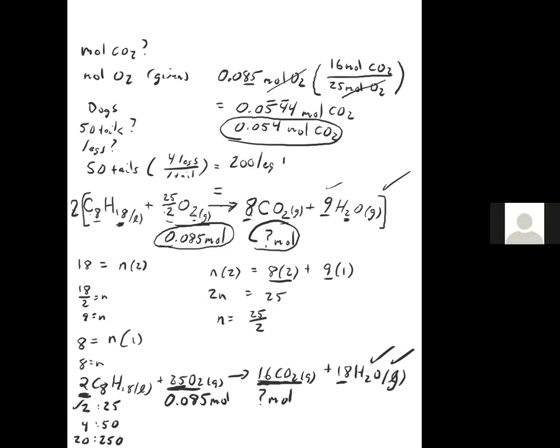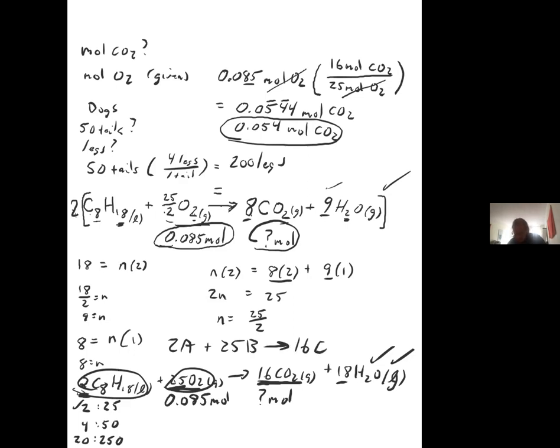And that makes sense, right? If you have 50 tails, that means you have 50 dogs, which means you have 4 times as many legs, right? So that's essentially the same idea. This number, you could write this as just like 2a plus 25b goes to 16c plus 18d if you wanted to use just a symbol. And that gets away from the chemical formulas. The only reason we need the chemical formulas is because we're doing chemistry. But that's essentially the idea behind this whole thing.